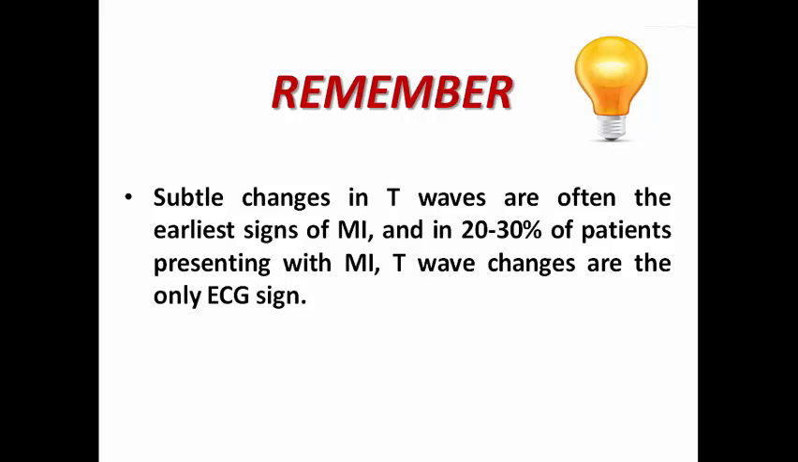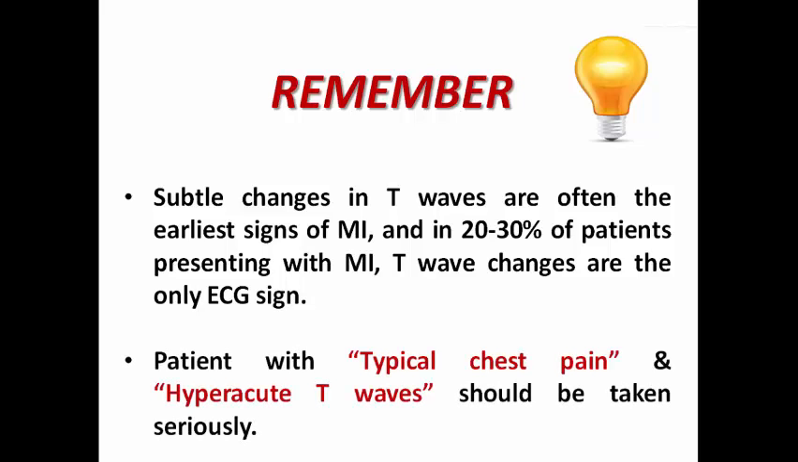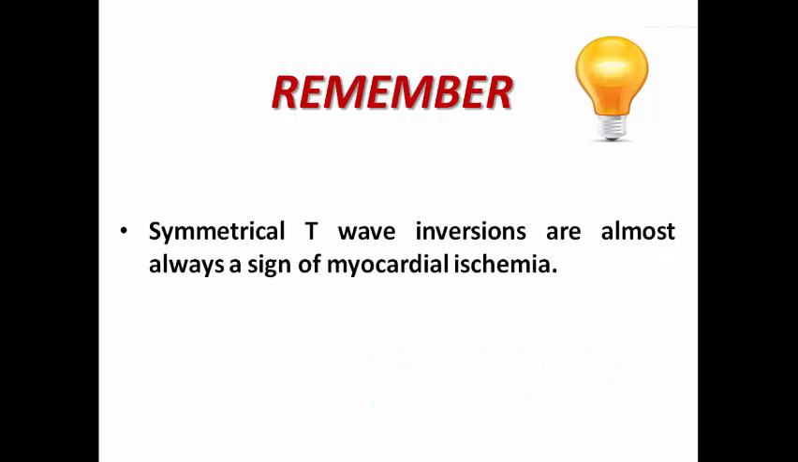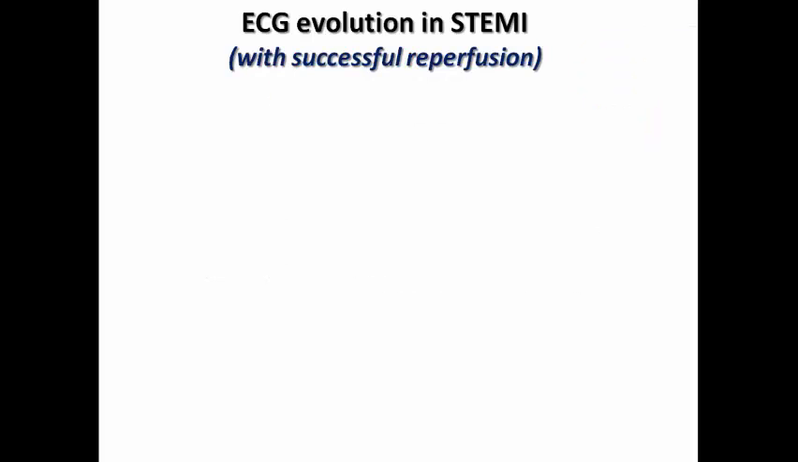So remember, subtle changes in T waves are often the early sign of myocardial infarction, and in 20 to 30% of patients presenting with MI, T wave inversion or T wave changes are the only ECG sign, and patients with typical chest pain and hyperacute T wave should be taken seriously. Please don't say the patient was having an isoelectric ST segment, so I should not consider him STEMI. No, hyperacute T wave may precede ST elevation. And remember, symmetrical T wave inversion is almost always a sign of myocardial ischemia.